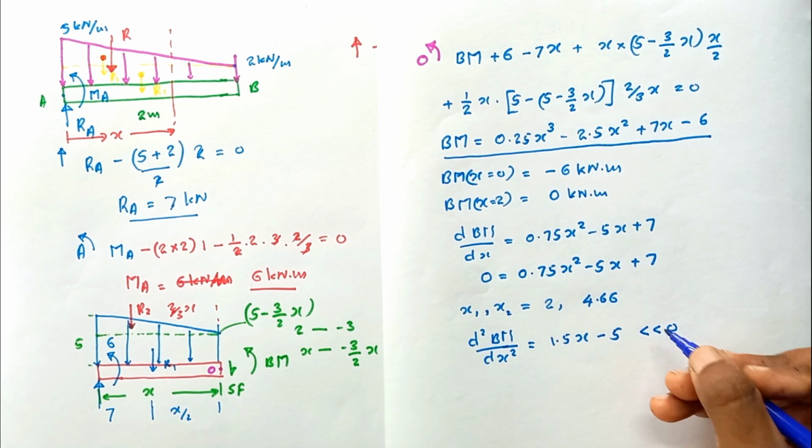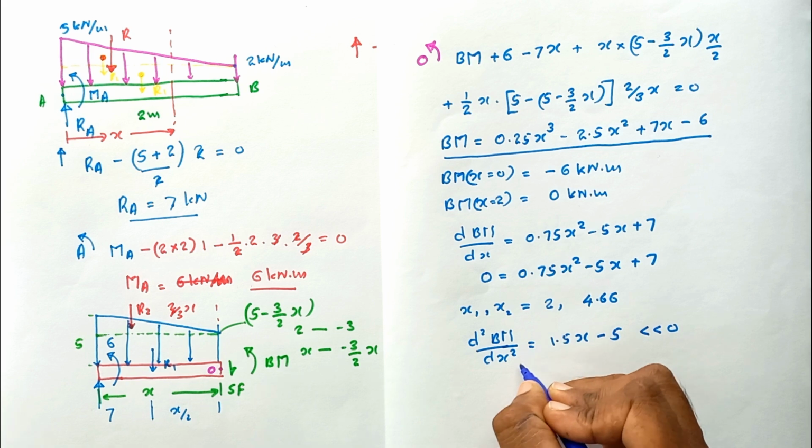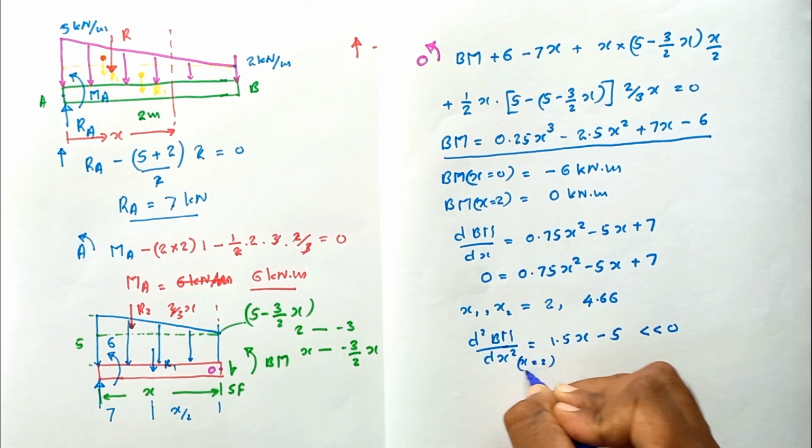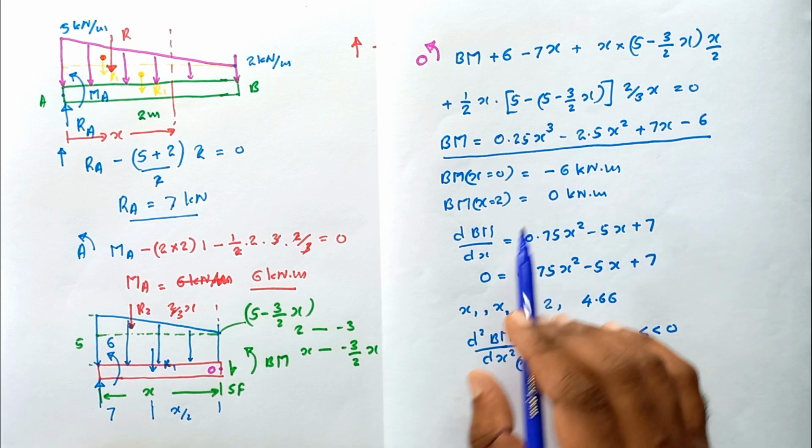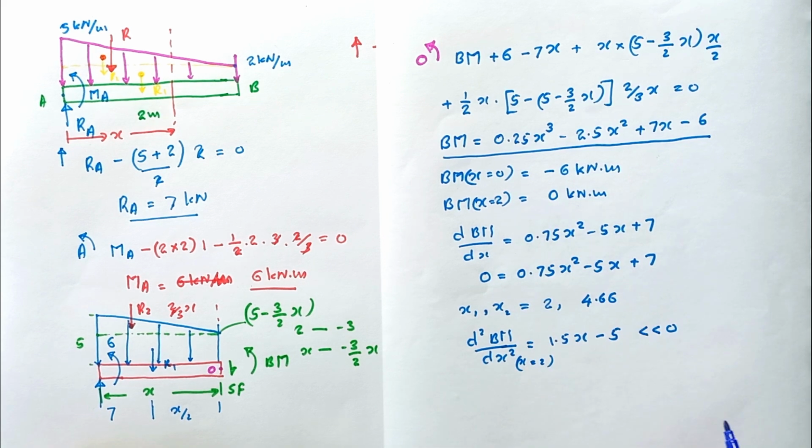If you substitute x equal to 2 in this equation, we get a negative value. So at x equal to 2, we have the maximum value, which is equal to 0. Then we have all the data to draw the shear force and bending moment diagram. Okay, let's see how to draw the shear force and bending moment diagram for this problem.